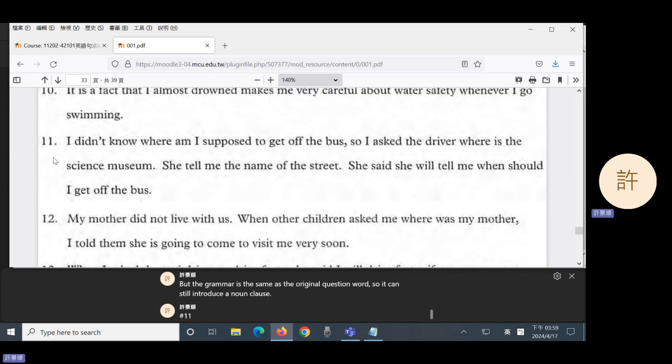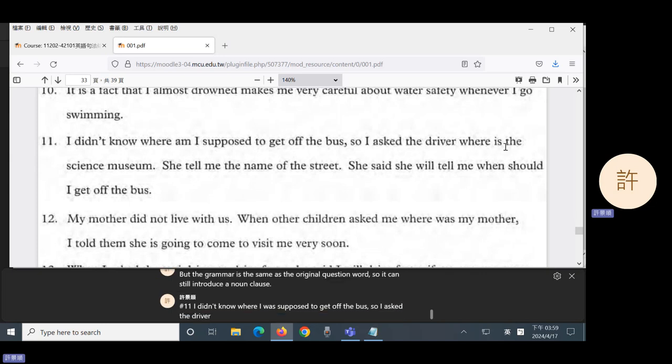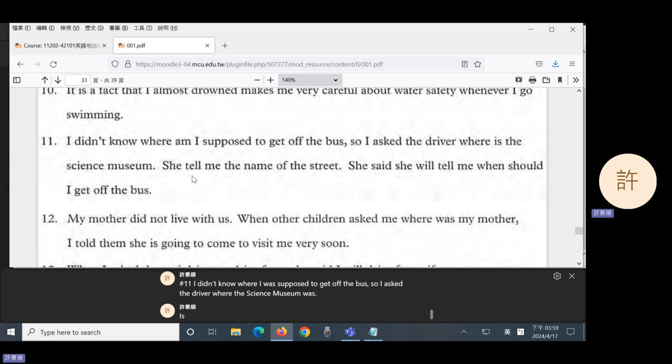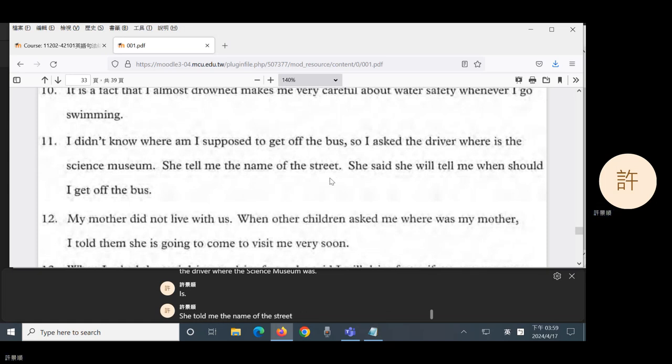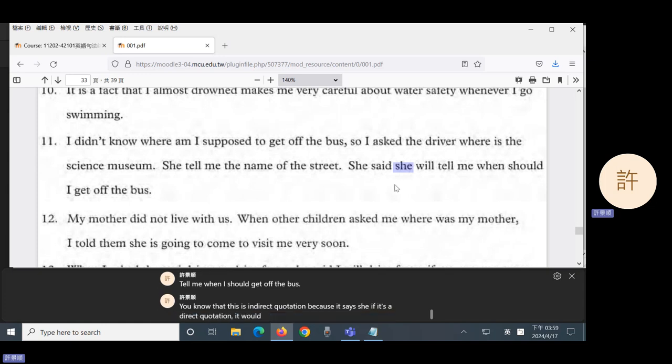Number 11, I didn't know where I was supposed to get off the bus, so I asked the driver where the science museum was. She told me the name of the street. She said that she would tell me when I should get off the bus. You know that this is indirect quotation because it says she. If it's a direct quotation, it would say I.